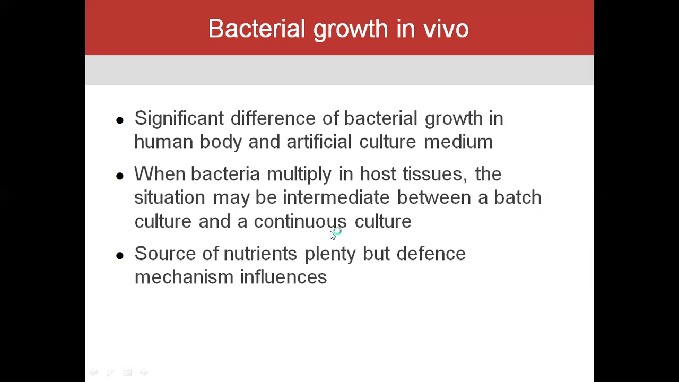So why is it intermediate between batch culture and continuous culture? Because the availability of nutrients is plentiful. The host body is rich in nutrients. So the source of nutrients is plentiful, but the defense mechanism of the body influences the growth. So an equilibrium is maintained.